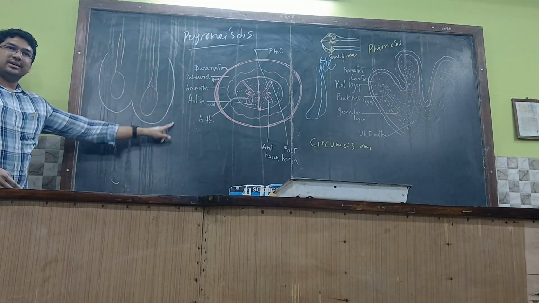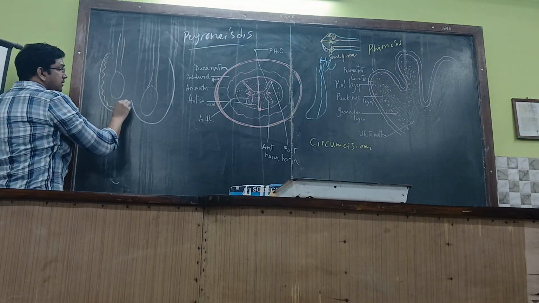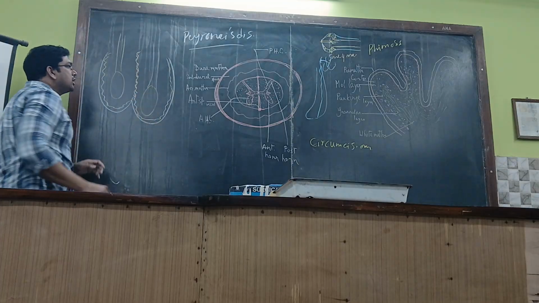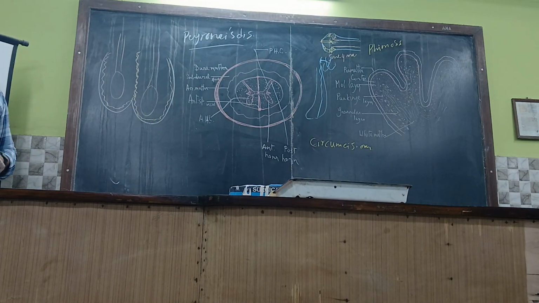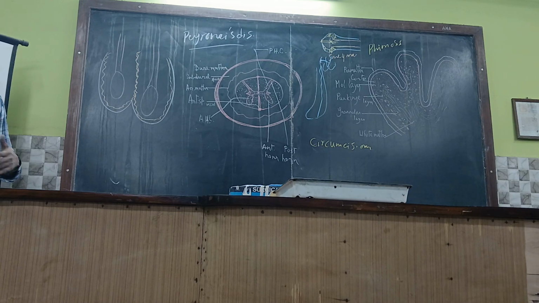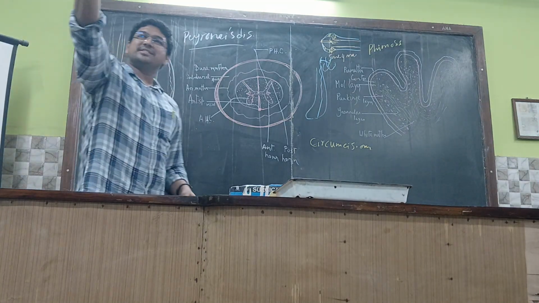This is the skin. Deep to that will be the dartos muscle, which is an involuntary muscle or voluntary muscle? Dartos muscle is involuntary. Is the diaphragm involuntary or voluntary? Is the diaphragm made up of skeletal muscle or smooth muscle?